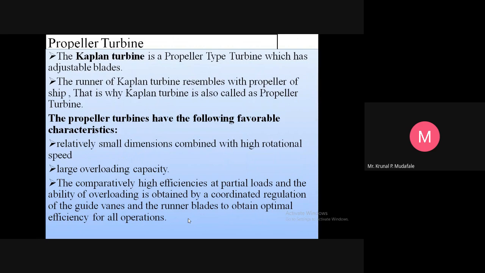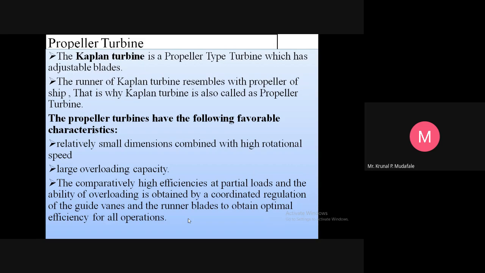Propeller means a propeller is used on the shaft, with adjustable blades. The runner of the Kaplan turbine resembles the propeller of a ship. This is why the Kaplan turbine is also called a propeller turbine. The propeller turbine has the following favorable characteristics: relatively small dimensions combined with high rotational speed, right?